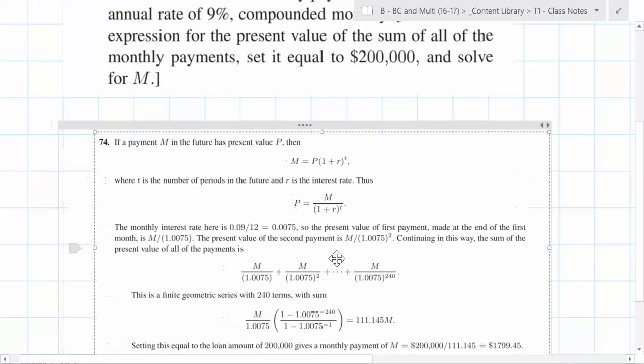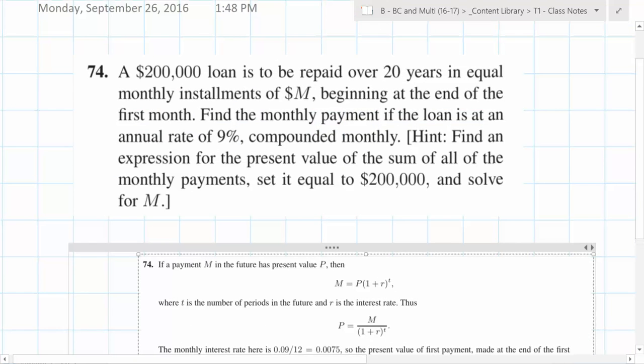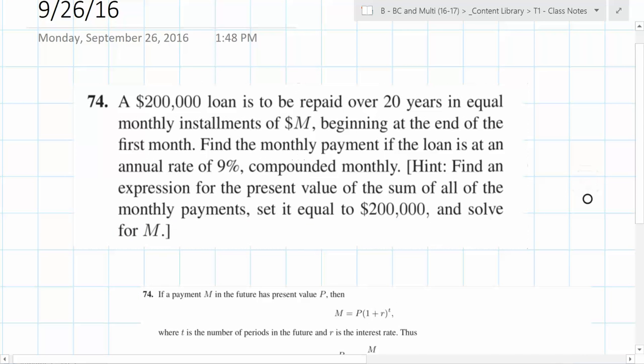So on this one, let's just take a look at what it says first. It says a $200,000 loan is repaid over 20 years in equal monthly installments. What's the key word right there? Monthly and equal. Equal monthly installments of M dollars beginning at the end of the first month. Find the monthly payment if the loan is at an annual interest rate of 9% compounded monthly.